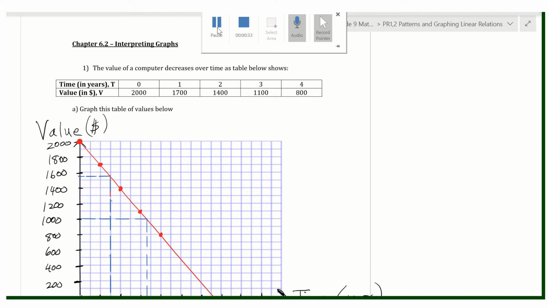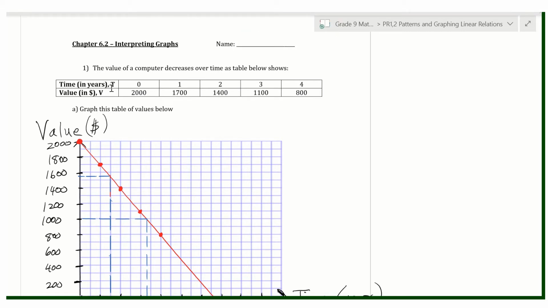The value of a computer decreases over time as the table shows. So we can see that time goes in years up by 1, so 0 to 4 years. When the computer was purchased, it had a value of $2,000, so at 0 time. But as time goes on, we notice that the value of the computer decreased, or in other words, we call that depreciation. So it loses value.